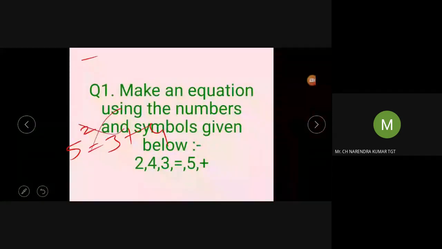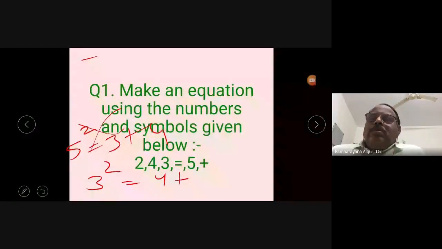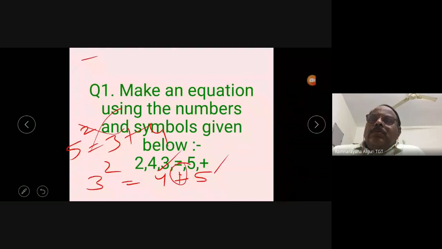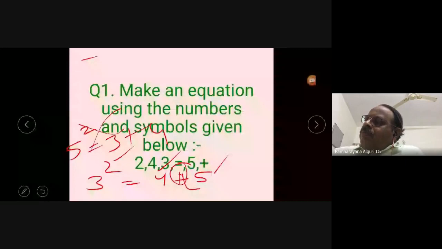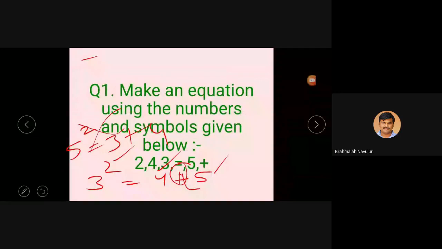Another way, sir. 3 square is equal to 4 plus 5. Yes, sir, that's right: 3 square equal to 4 plus 5. Here we have used 5 and 4, 2 as exponent, and the plus as symbol. Is there any other way, sir, for this question? 2 is not a number here. 2 is here the symbolic representation of 3 into 3.